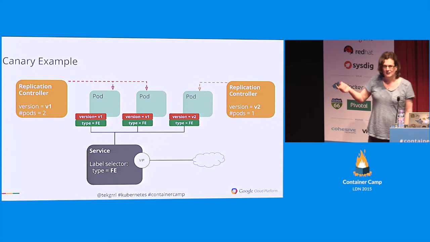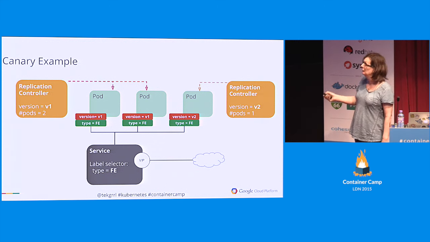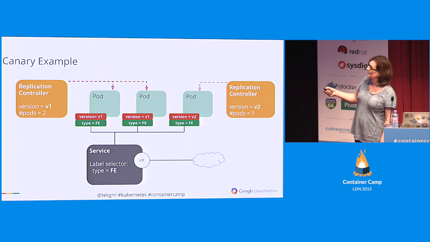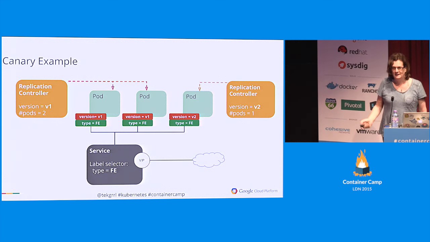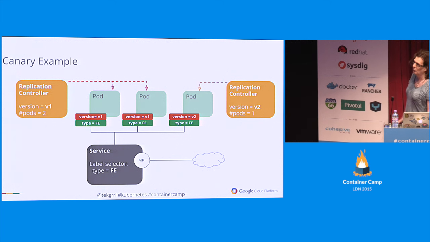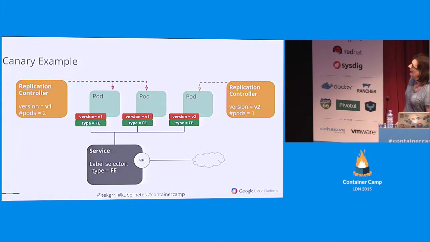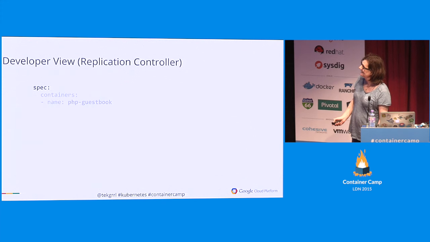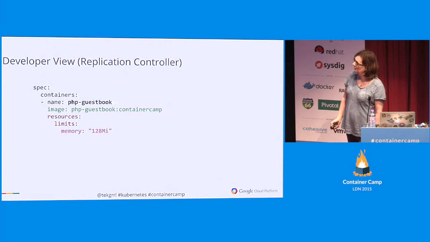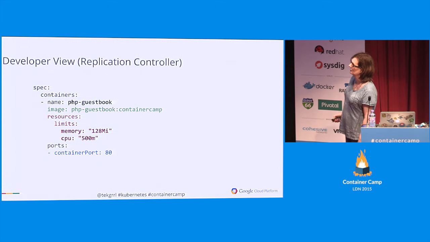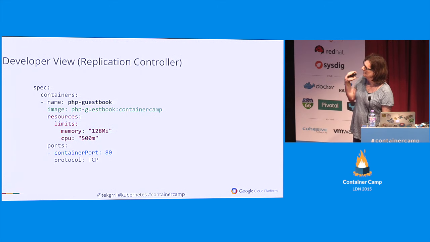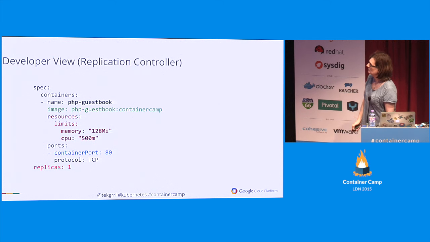But it means we now have 33% of our traffic going to our new version and 66% going to our old versions. So we can canary that effectively. And later on, we can actually roll out an update to update everything so that all of the pods are the same. And I'm going to skim through this. When you create a replication controller, you do pretty much the same as what we do internally at Google, including memory and CPU limits.